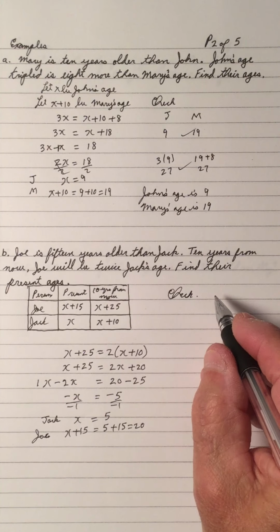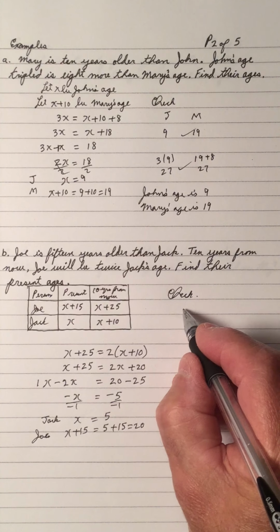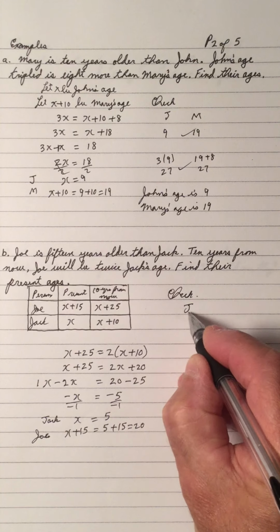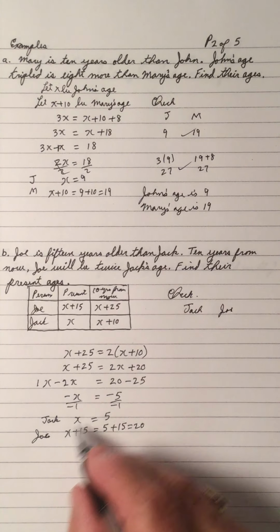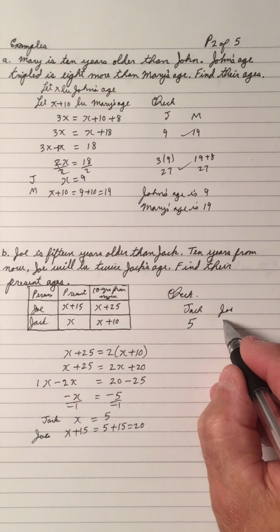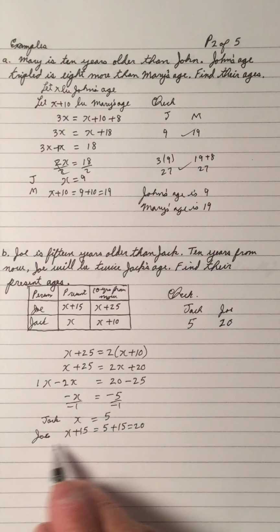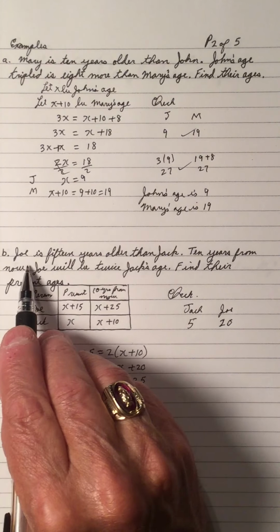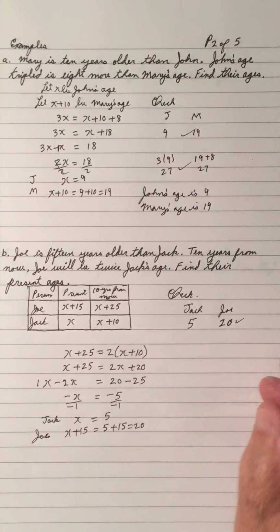We're going to check it out. It says Joe is 15 years older than Jack. So we put down Jack and then Joe. We know that Jack is 5 and Joe is 20, and it says Joe is 15 years older than Jack, so we know that's true according to the first sentence.